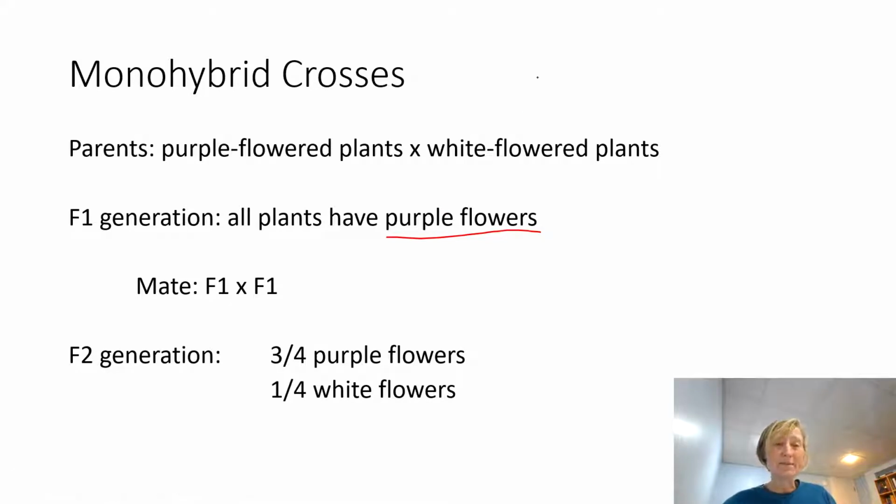And then he decided to mate the F1 by F1, the first generation siblings. And he made a nice cross of F1 by F1, and he looked at the second generation. In the second generation, this was sort of surprising, he found that 3/4 of the offspring had purple flowers and 1/4 of the offspring had white flowers. So the white kind of came back again. And Gregor Mendel came up with a rule that we still use today to understand why this happened.